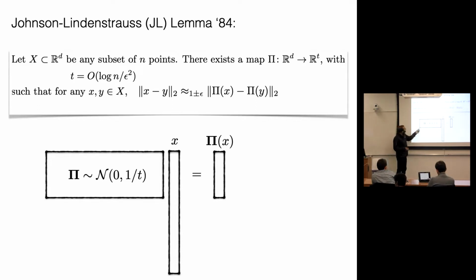In fact, the proof of JL gives a very explicit random map. If you multiply your vectors by a random matrix, where the matrix is t by d, then that projects all your points down to R^t, and if you set t to log n over epsilon squared, it will satisfy these guarantees with high probability.